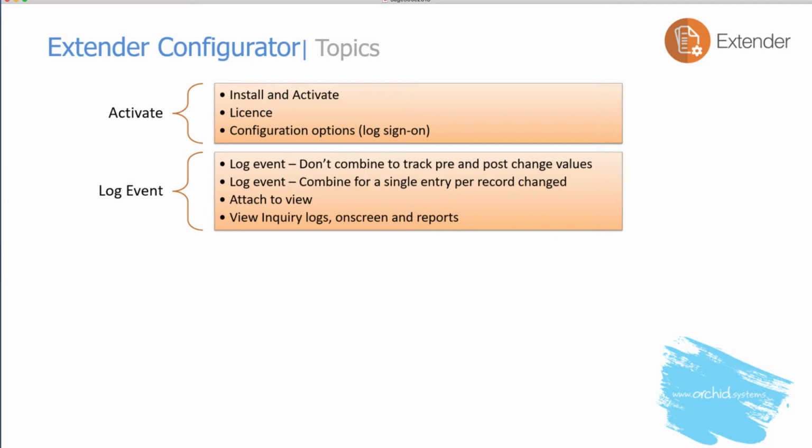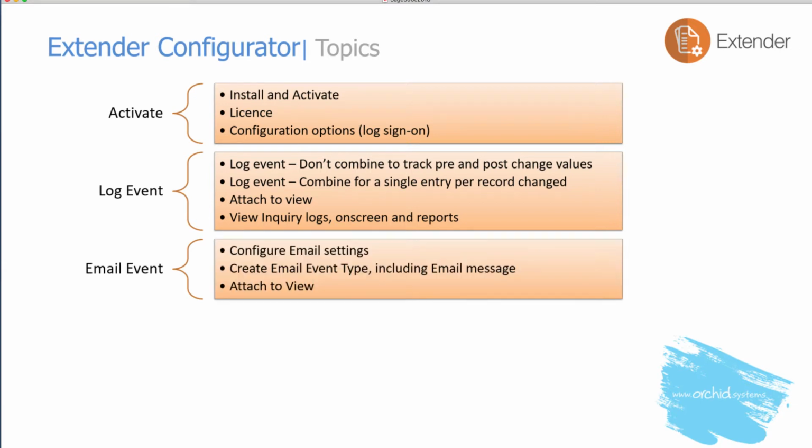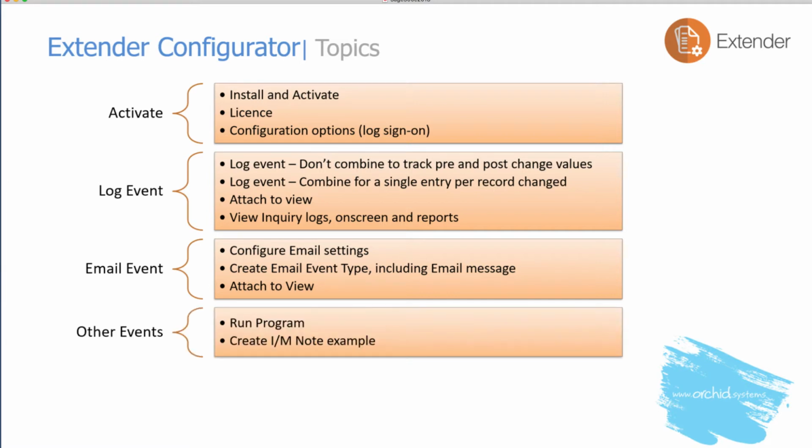And then we will look at how to use this logging information on the screen, in the inquiry logs, and in custom reports. We will then look at creating a detailed email event, configure the email settings, creating an email event type, and attaching it to a Sage 300 view. The other events we will look at are running a program and creating an Information Manager note.